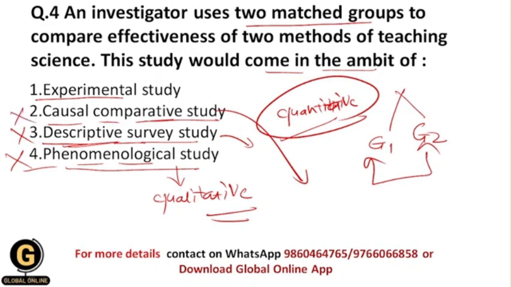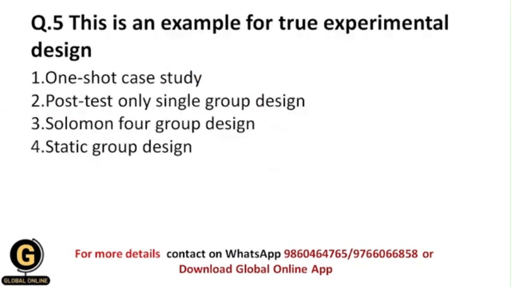So the correct answer for this is experimental study, because here I want to see the effectiveness of two methods of teaching science, and for that I am going to use two matched groups. So for each and every group I am going to assign different participants, and I am going to treat them based upon the two methods of teaching science, and then after that I can see the effectiveness. Okay, and that's why I should have control over the variables, which I can have by using the experimental study.